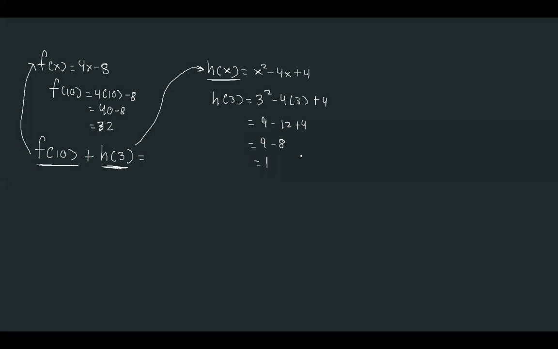So what we're going to do is substitute. All right? So f of 10 plus h of 3. Okay. So f of 10 is 32 plus h of 3 is 1. So there you go. So therefore, your answer here is 33. That's it.